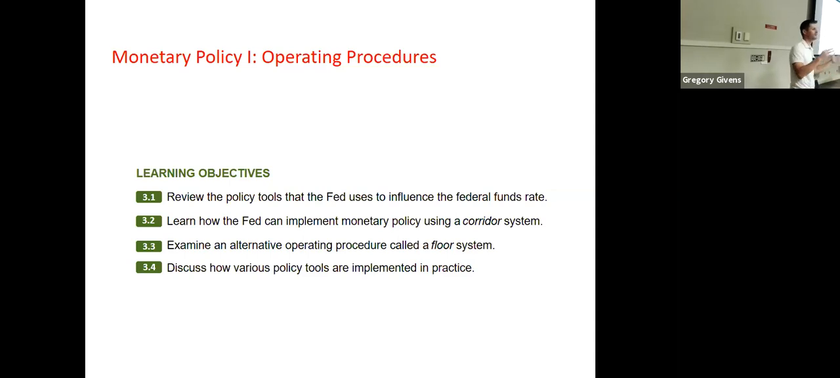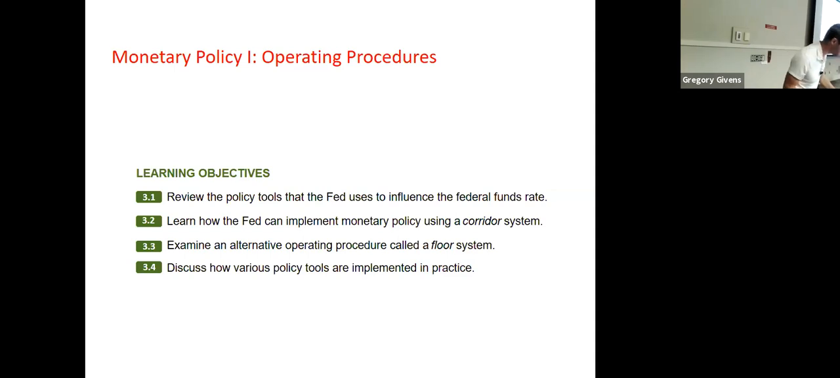I'm going to use these concepts kind of interchangeably throughout the discussion. So if you hear me talking about commercial bank reserves or the interbank market or federal funds, those all essentially mean the same thing, all right? And the interest rate on those assets is the federal funds rate.